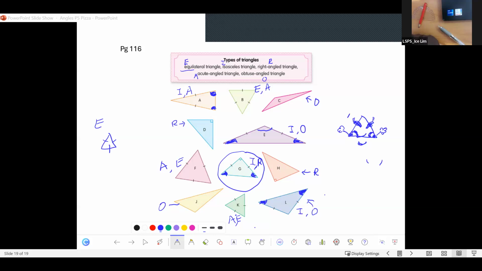So triangle A is isosceles and acute. B is equilateral and acute. C is just obtuse. Then you have D. D is just right angle. E is isosceles and obtuse. F is acute and equilateral. G is isosceles and right angle. H is just right angle. J is just obtuse. K is acute as well as equilateral. And L is isosceles and obtuse.